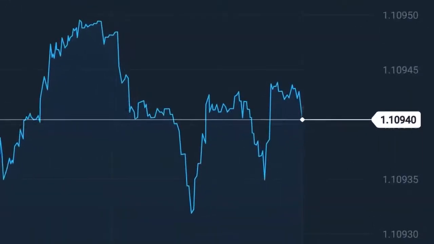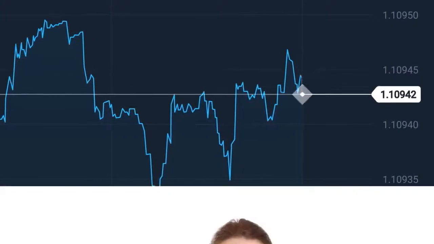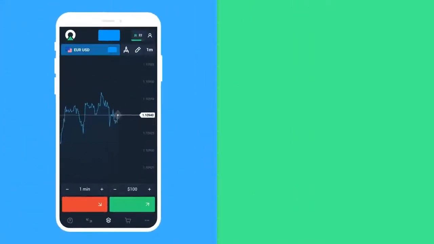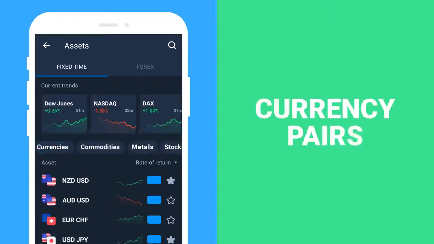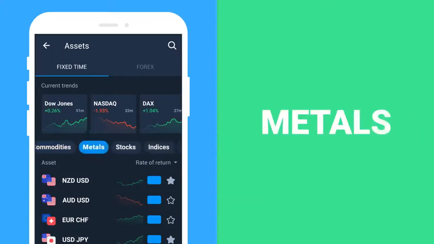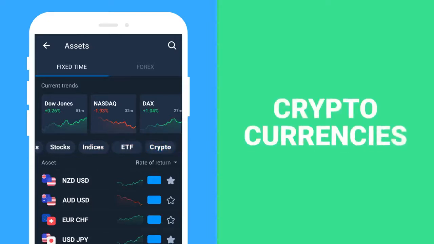that's constantly changing. The chart reflects the price of products traded on the financial market. What exactly are these products and what has an effect on their price changes? The products are called assets. The most commonly traded assets are currency pairs, commodities, metals, stocks, indices, ETFs, and cryptocurrencies.